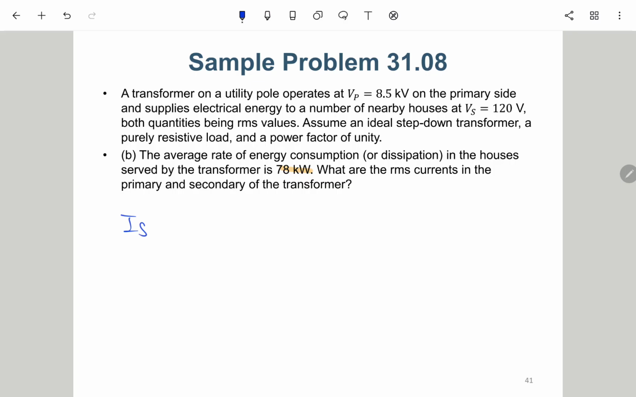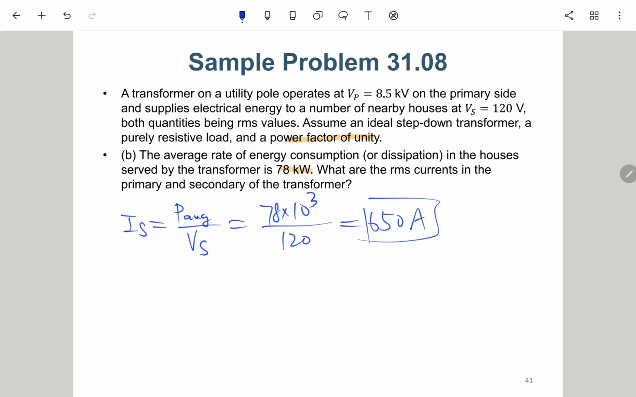Okay, so for I_S, the secondary coil, it is P average over V_S. Because we just assume a power factor of unity, cosine of phi will be 1. So here we have 78 times 10 to the third power over 120, which will be 650. So this is the current for the secondary coil.